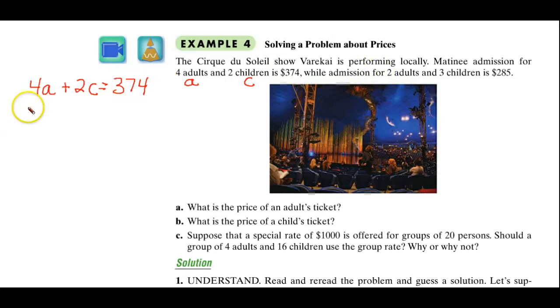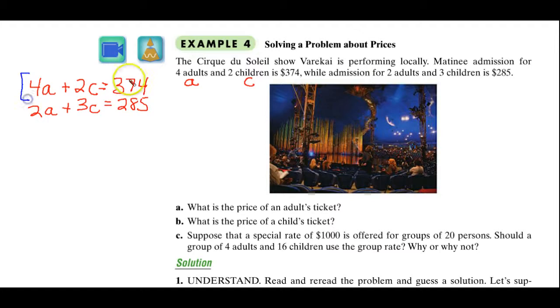Now, when we go 2 adults plus 3 children, and the same idea works, this price is now $285. So you might say, well, how do we solve it? Well, substitution wouldn't be good particularly, although you could. If you divided everything here by 2, you'd get a single C here. But I think the way to do this one would be elimination.